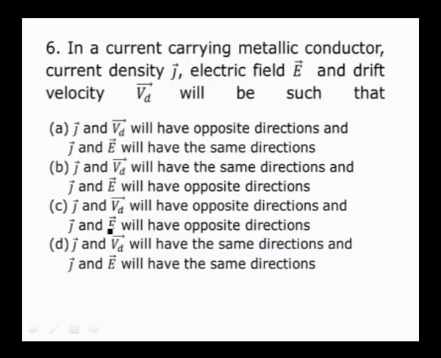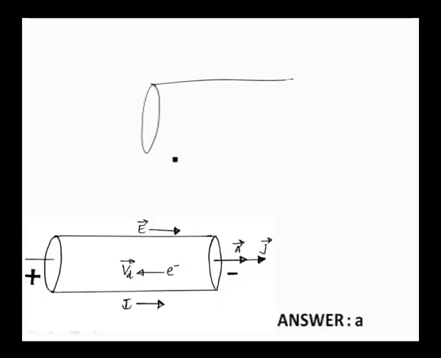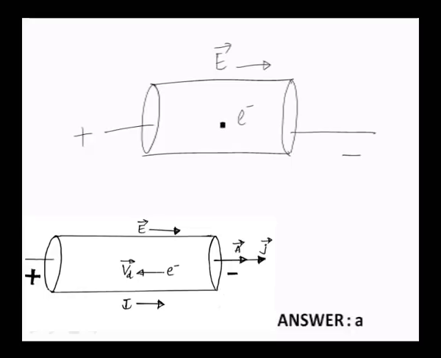For the answer, draw the conductor like this. Here I am going to apply the potential, this is the higher potential and this is the lower potential, and it consists of free electrons. When we apply the potential difference, the electric field is developed in the direction opposite to the motion of the electron. The electron moves with the velocity Vd like this. The direction of flow of conventional current is in this direction, and the electron, being a negative charge, is moving in the opposite direction.